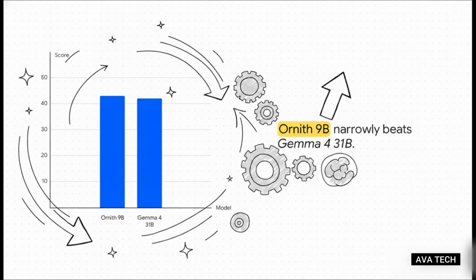And guys, this is not a fluke. We see the exact same story play out on Terminal Bench 2.1, testing terminal-based coding agents. ORNITH 9B scores a 43.1, narrowly but definitively beating the much larger Gemma 4 31B, which sits at 42.1. A 9 billion parameter model consistently beating a 31 billion parameter model across the board. That is the real headline here.